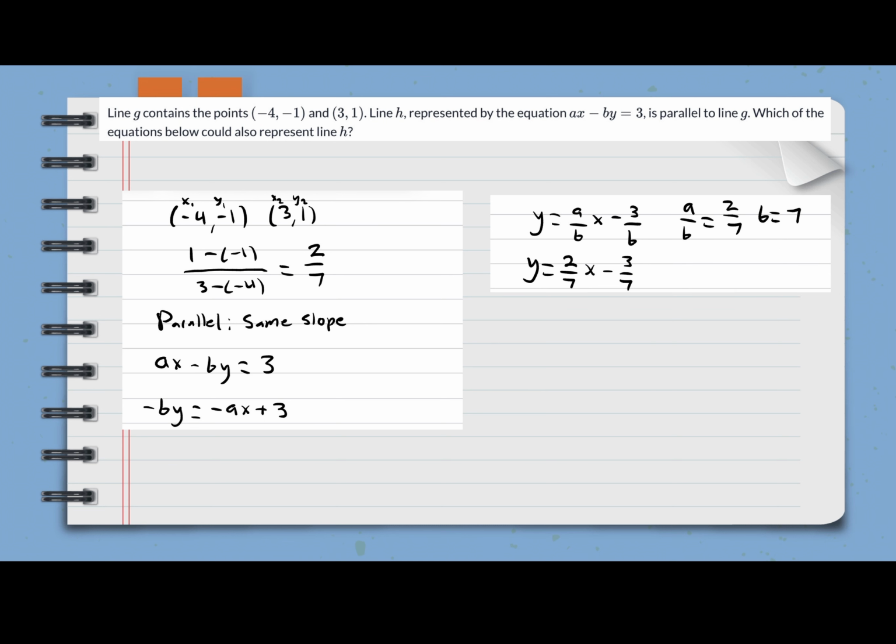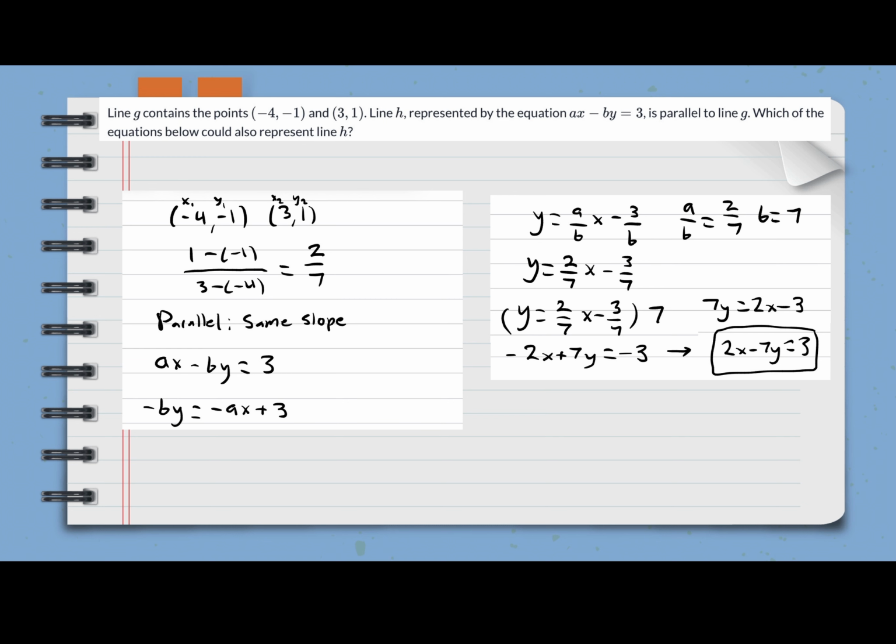minus 3 over 7. Now, the answer choices want us to put it in standard form, so that's what we'll do. We'll just multiply everything by 7 to get 7y equals 2x minus 3. Move the 2x on the other side. And none of the answer choices match this, but you can multiply this by negative 1 to get 2x minus 7y equals positive 3 for a correct answer.